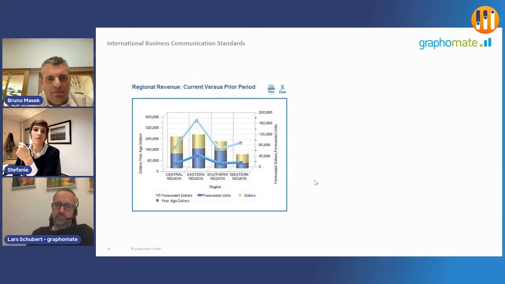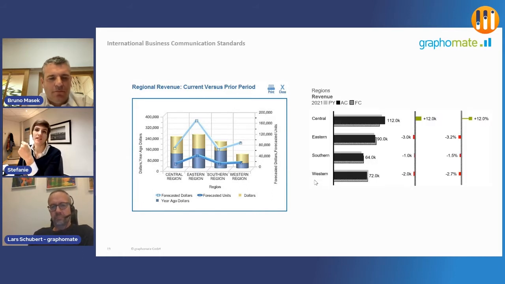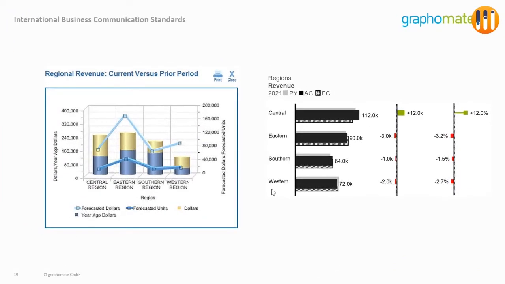So if you make a makeover with the Graphomate charts, for example, it's quite easy, and the chart looks something like this. We get more data and can easily say, okay, here's a difference, and spot on. Also, we added the previous year, so you always have a third piece of information.